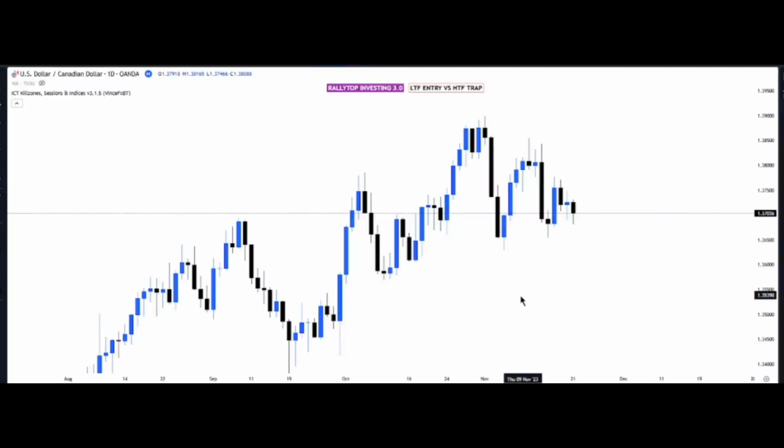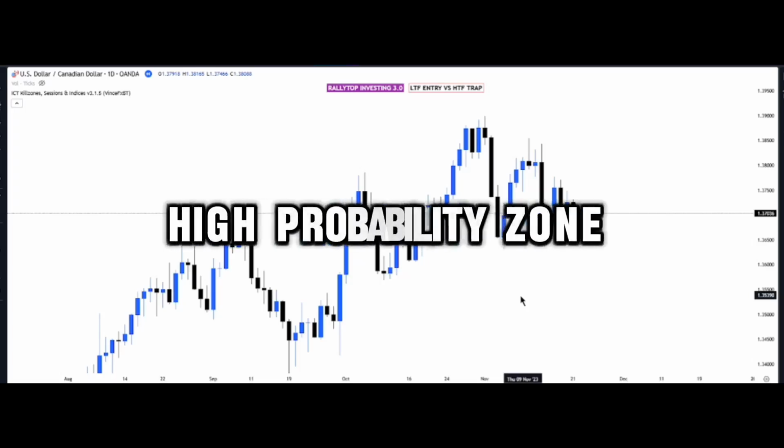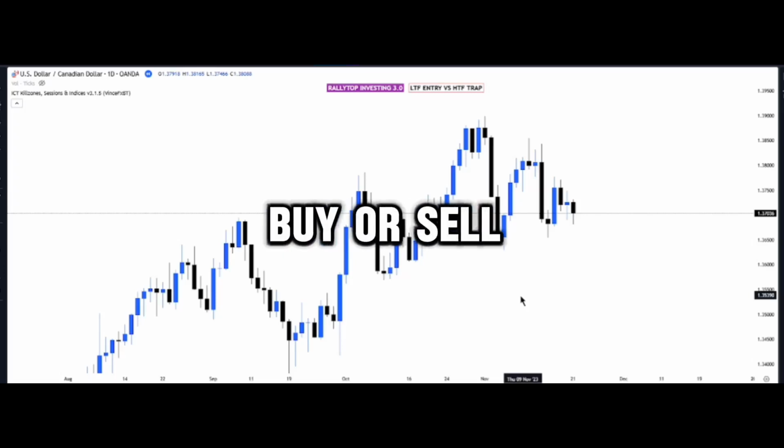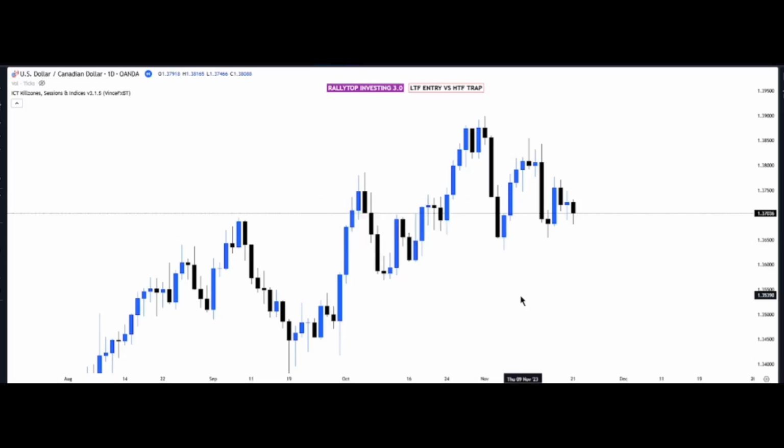Hello traders, have you ever been in a situation where you have professionally or correctly analyzed the market and you have identified a high probability zone to take trades from, and you placed a pending order right there to either buy or sell, and then you find price coming to your high probability area of interest and slicing through it without any resistance, and you are wondering, what the hell is happening here?